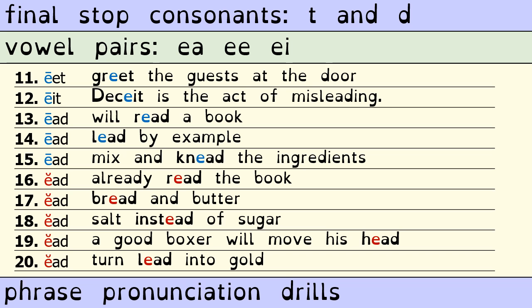17. Ed, bread and butter. 18. Ed, salt instead of sugar. 19. Ed, a good boxer will move his head. 20. Ed, turn lead into gold.